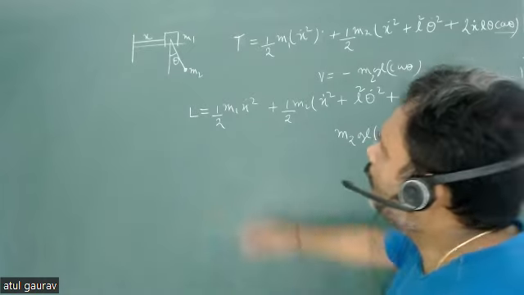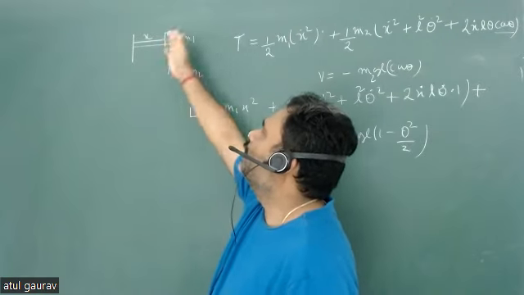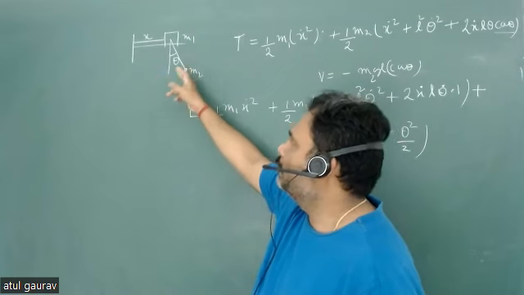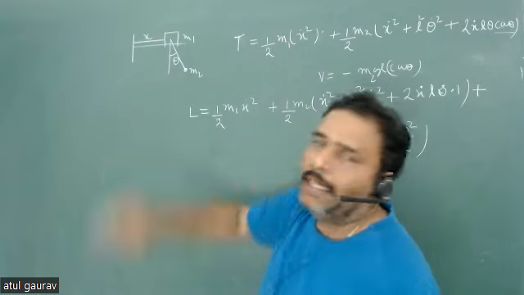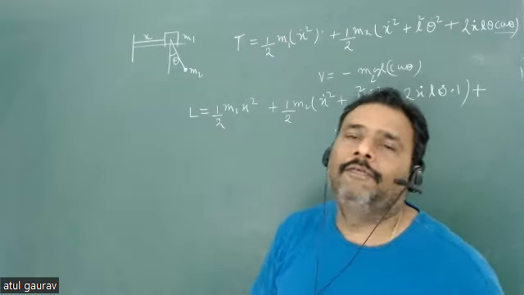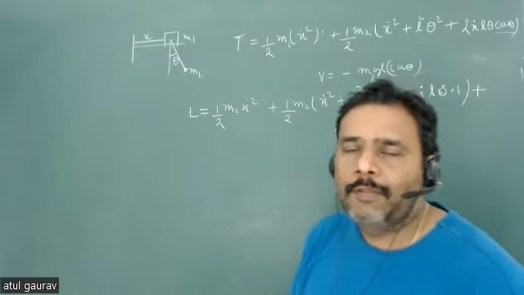Why? Because M1 is just moving as a free particle. Whatever oscillatory motion is going to happen is for the M2. So here we have to go for the first principle method. So let's try to go for the first principle method. What is the first principle method?